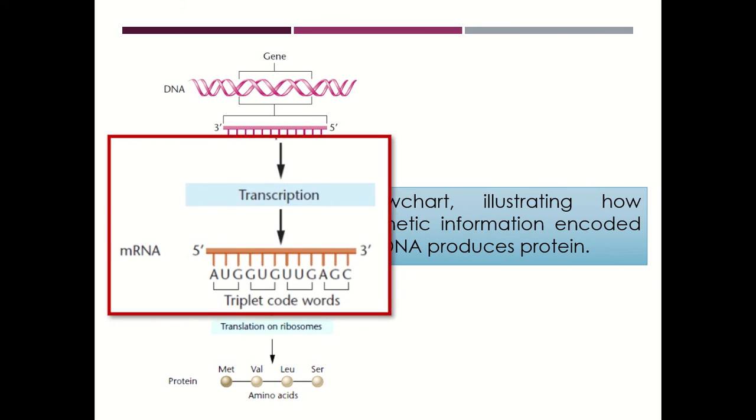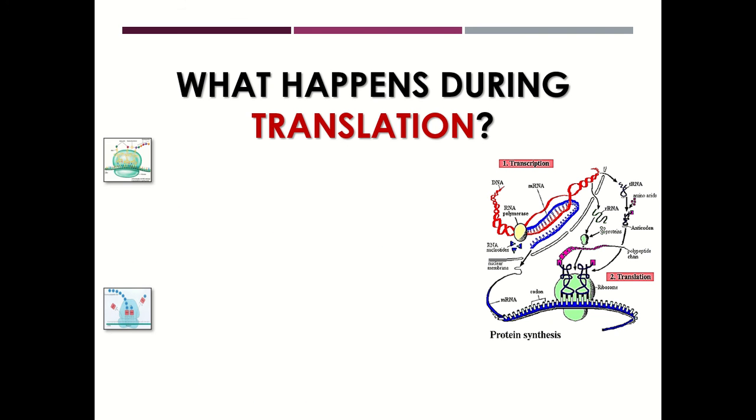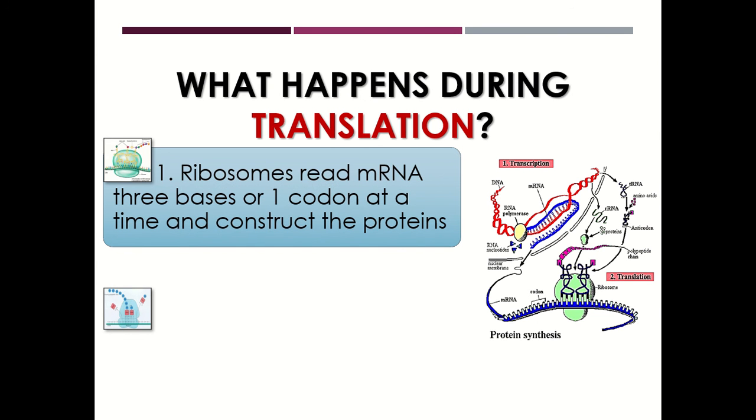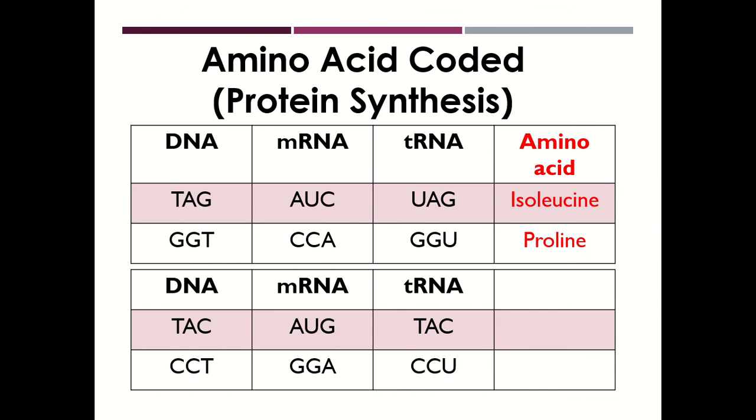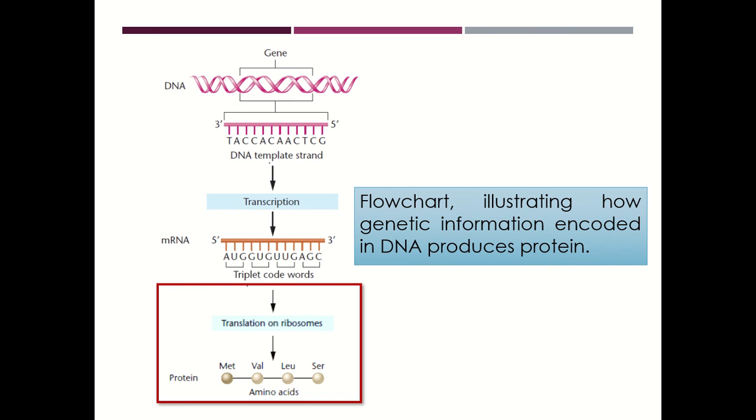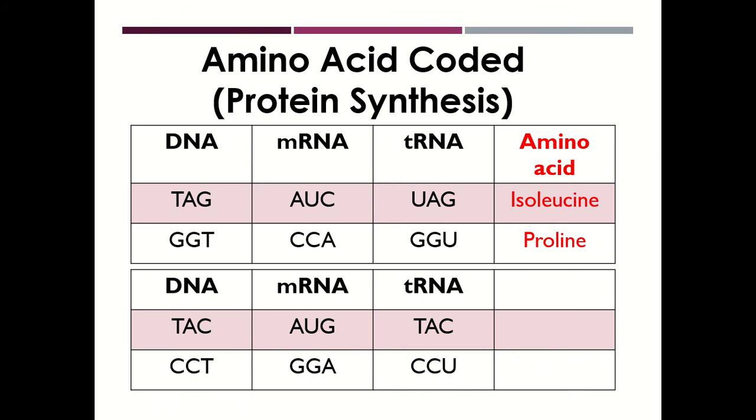So, the ribosomes read the mRNA, three bases or one codon at a time, and construct the proteins, a sequence of amino acids bonded together by peptide bonds. And on that ribosome, let us answer this one. So this is the one from earlier, we have the tRNA UAG, GGU. So our mRNA, here we will base it.